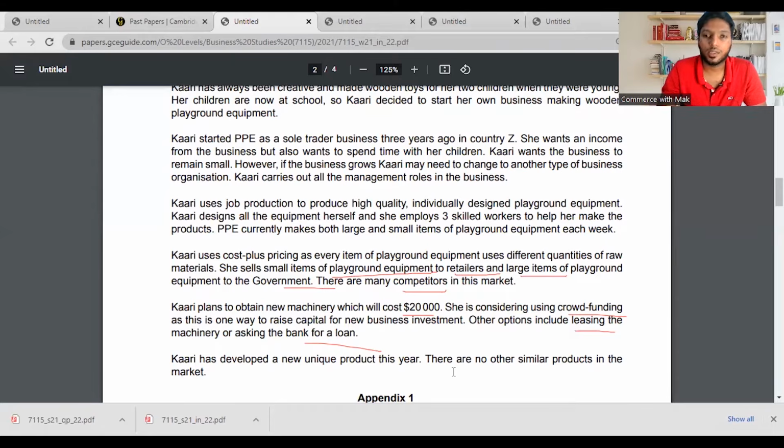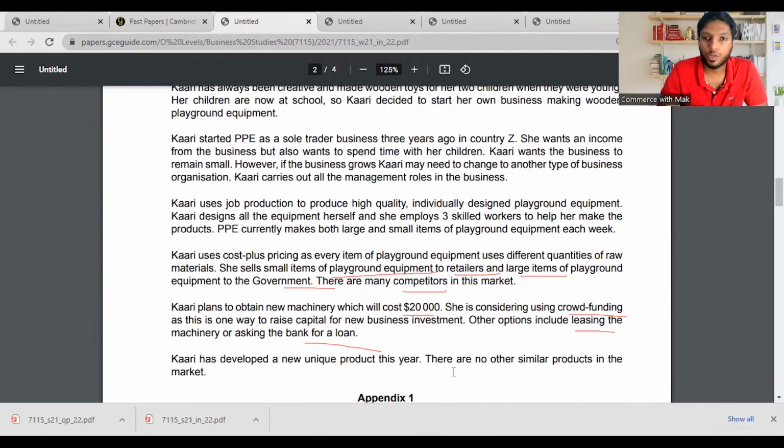Here, to buy the machinery, Kari should give her plan to these ventures. Sometimes if the ventures don't like it, they won't invest. And another problem is that if Kari is using crowdfunding, she might share her idea, so anyone can take that and use it for their own purposes. So it's not a good move as well. Anyway, we'll move on to the next point.